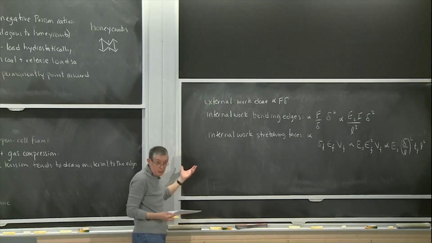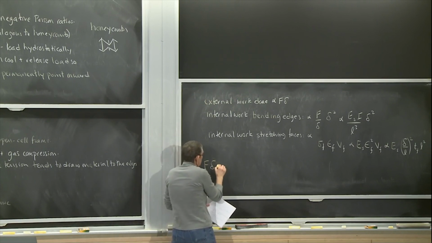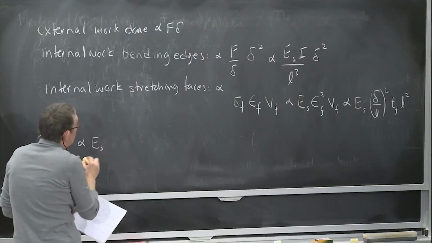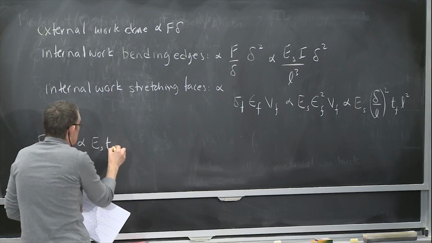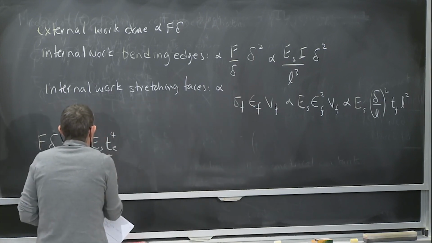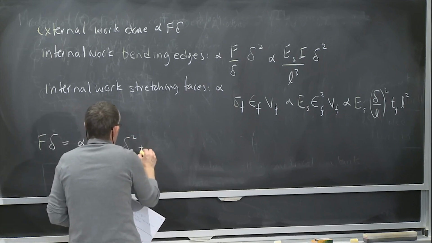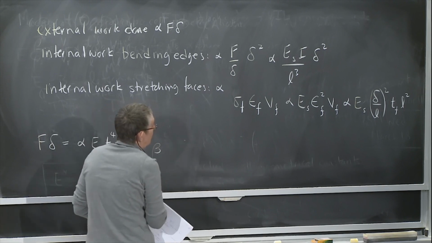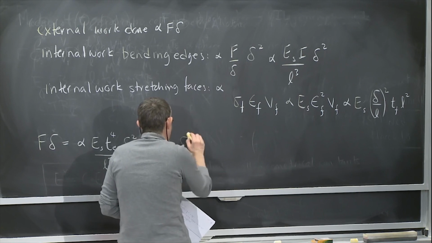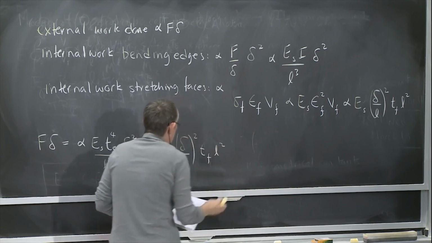So then I want to balance the internal work and the external work, and so I can say F times delta is going to equal some constant I'm going to call alpha times E of the solid times T of the edge to the fourth, that's this guy up here, over L cubed times delta squared, and then plus some other constant I'm going to call beta times E of the solid times delta over L squared T_F L squared.